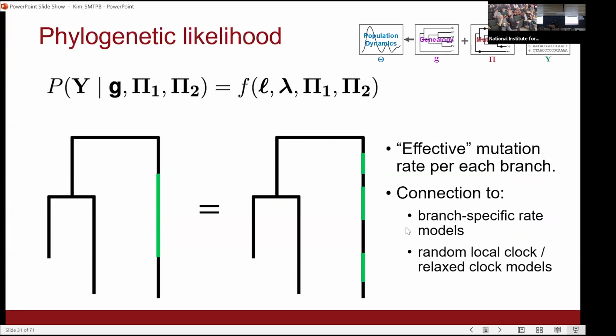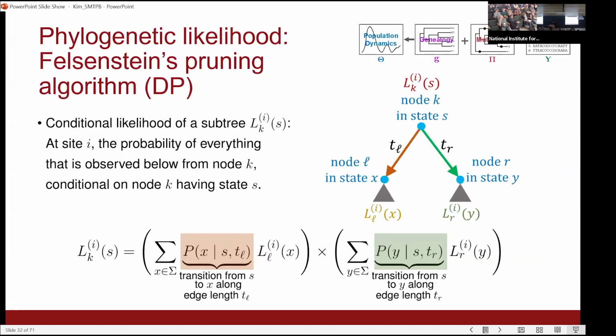If you're familiar with the branch-specific rate model or the random clock model, it has some connection there as well. So it can be computed very efficiently with the standard Felsenstein pruning algorithm, which is dynamic programming, because we proved the likelihood can be computed with an effective mutation rate per branch. So we don't have to visit all these type-change nodes. We only need to traverse the internal coalescent nodes in computing this likelihood.